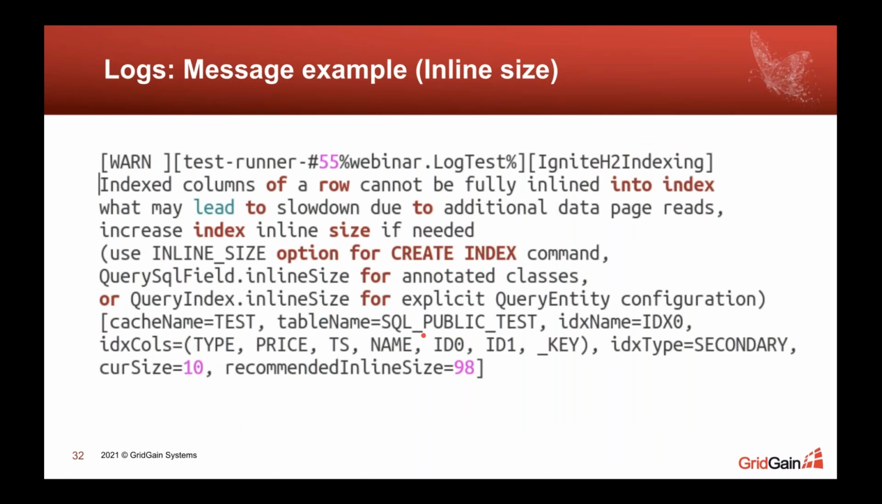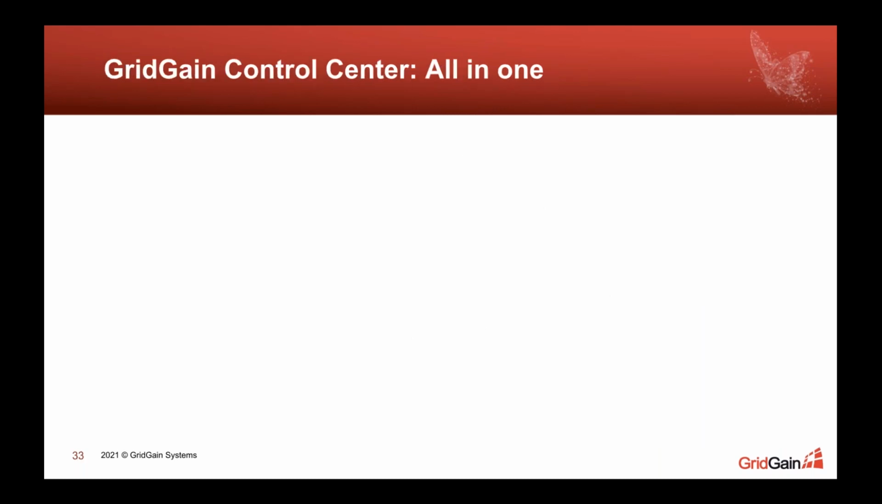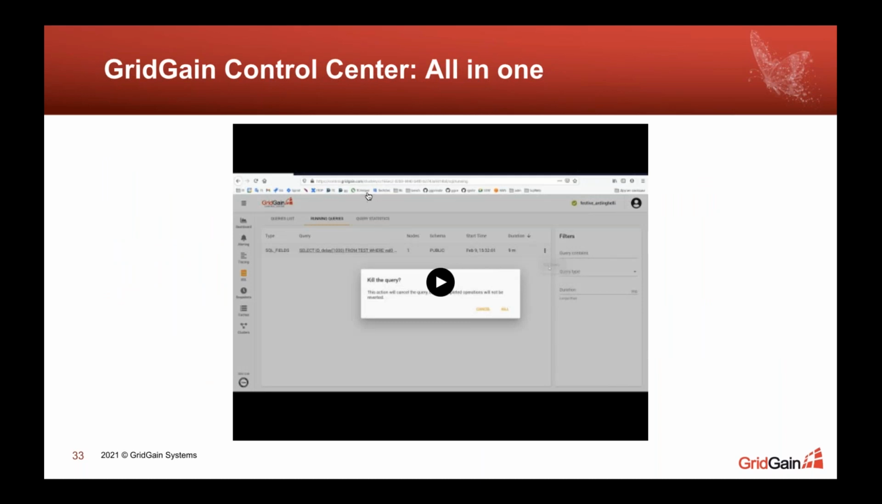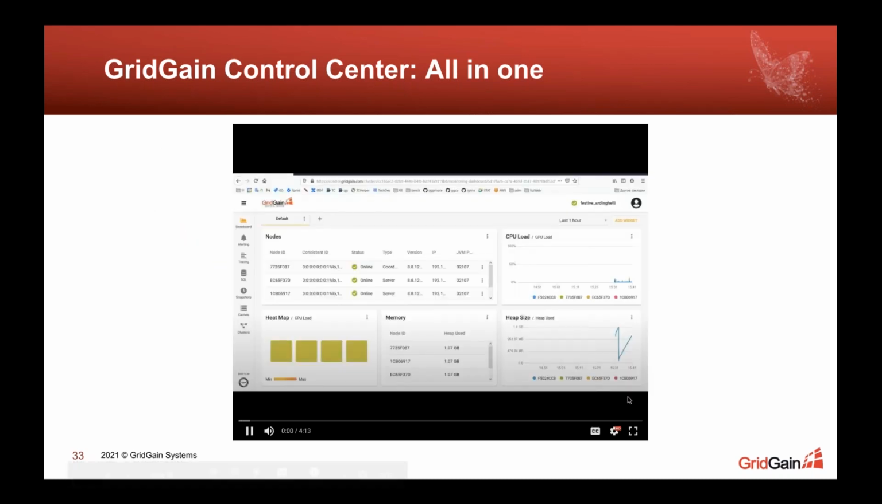Inline size. This message says that we should increase the index inline size. We can see the table name and index name, but we'll focus on inlining separately a little bit later. These tools are all separate, but we have GridGain Control Center. It unites them somehow.